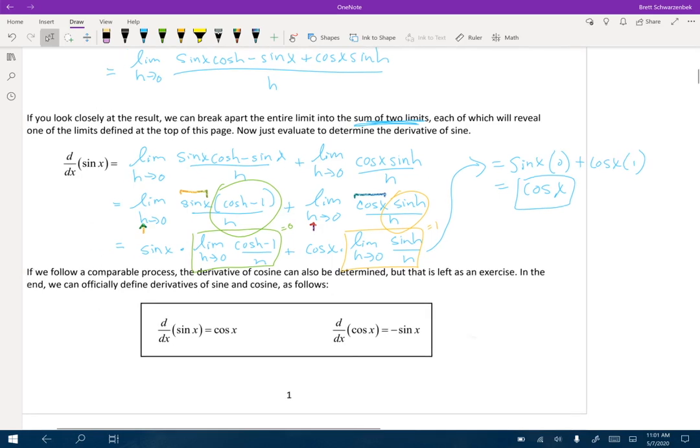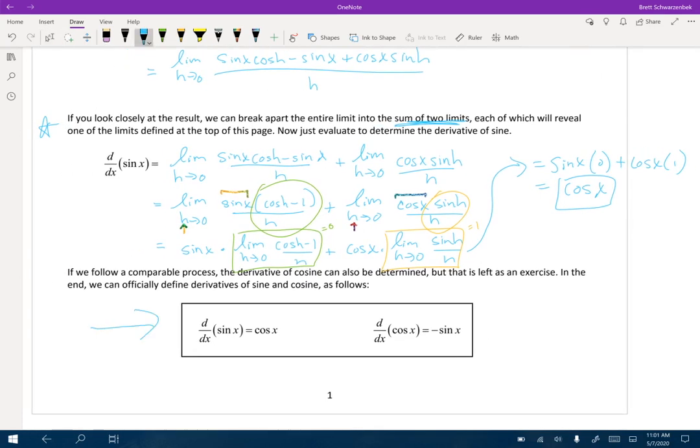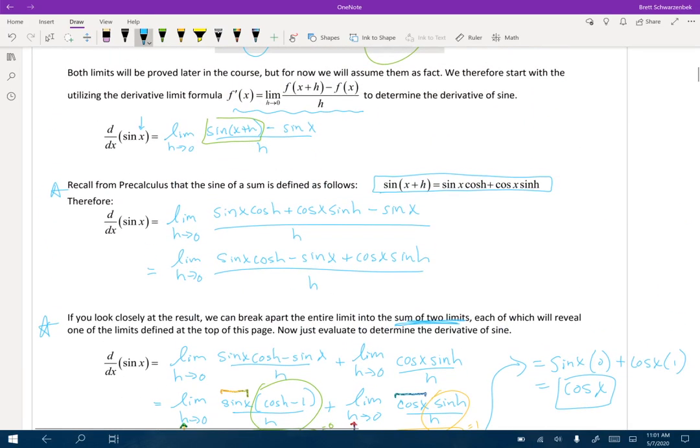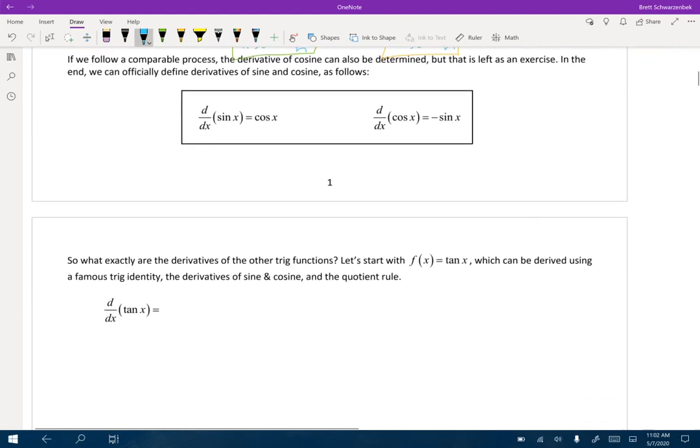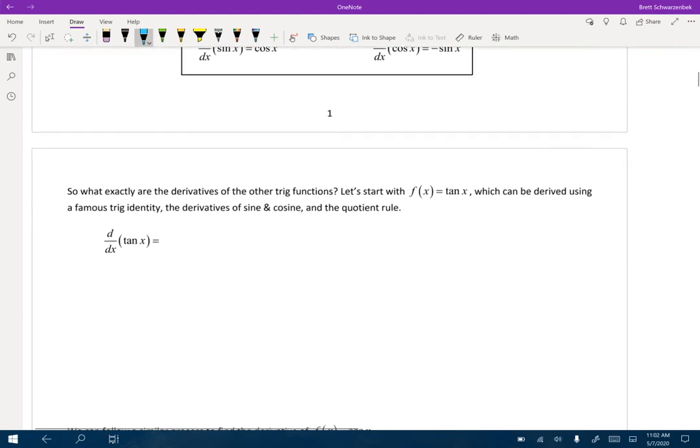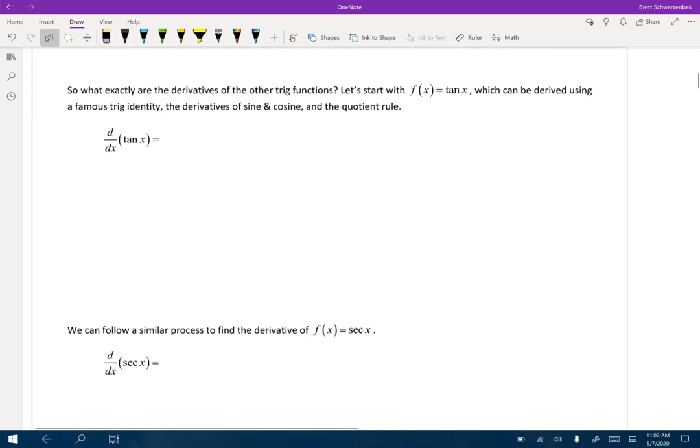Okay, so if you look at the bottom here, I did a nice little summary for you. So we already proved this. It turns out that if we do the same exact process, like if we did the derivative of cosine, the limit as h goes to 0 of cosine of x plus h minus cosine x over h, and we went through all of this process again, we will end up with the derivative of cosine being negative sine. So those are going to be our first two important definitions for the derivative of trig functions. Interestingly enough, we can actually use those definitions in order to prove some of the other trig function derivatives.